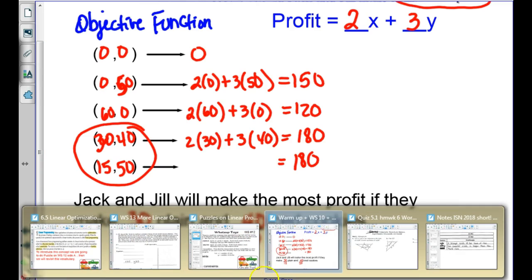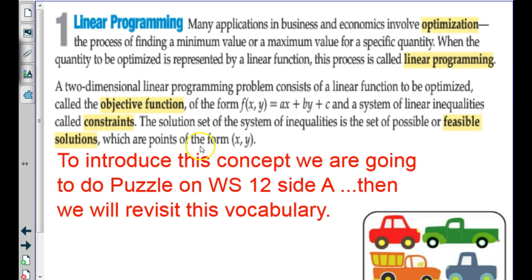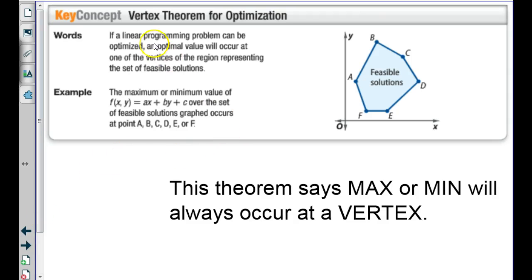All right. Back to this, okay? The vocabulary: the objective function, what we wanted to maximize or minimize at the end. The constraints were the inequalities, and the feasible solution were all the corner points. So we have this theorem that says if a linear programming problem can be optimized, its optimal value will occur at one of the vertices, okay? So it's always at one of those vertices.